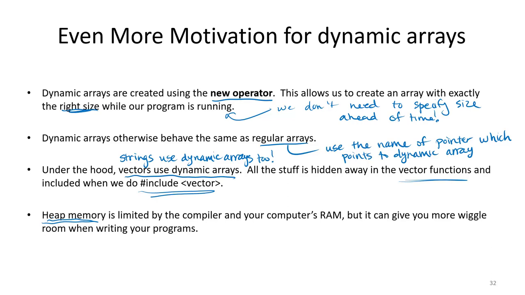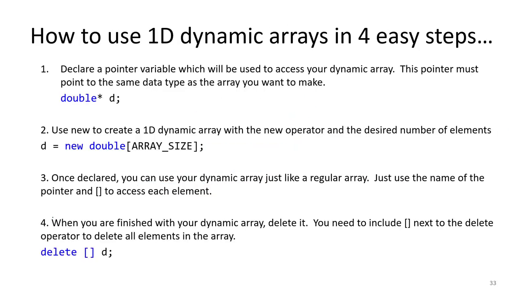Let's now discuss how to declare both one-dimensional and two-dimensional dynamic arrays. It's actually pretty straightforward. To make a 1D dynamic array, we just need to follow these 4 easy steps. For a 1D dynamic array, we just need to declare a pointer variable, and this will be used to create and access our dynamic array. And this pointer must point to the same data type as the type we want our array to be.